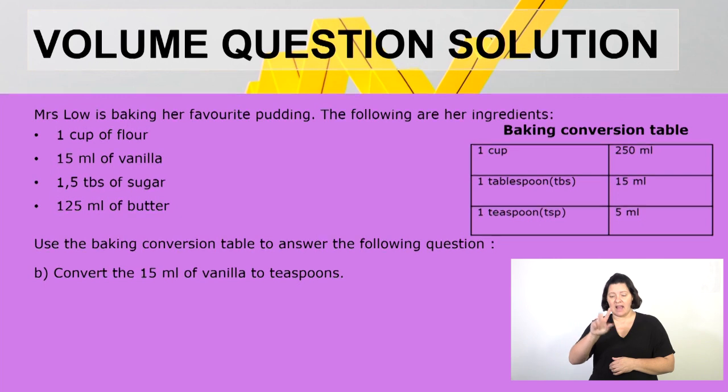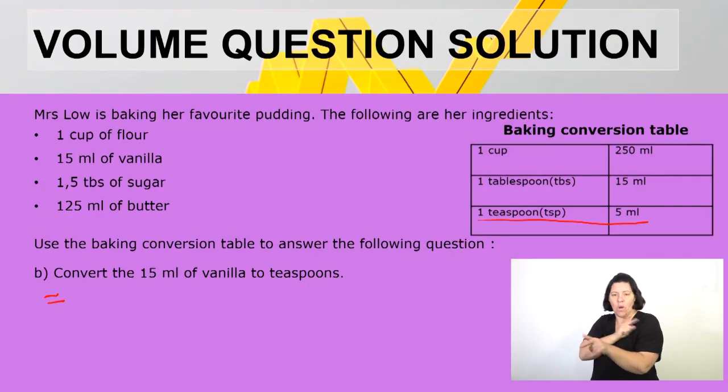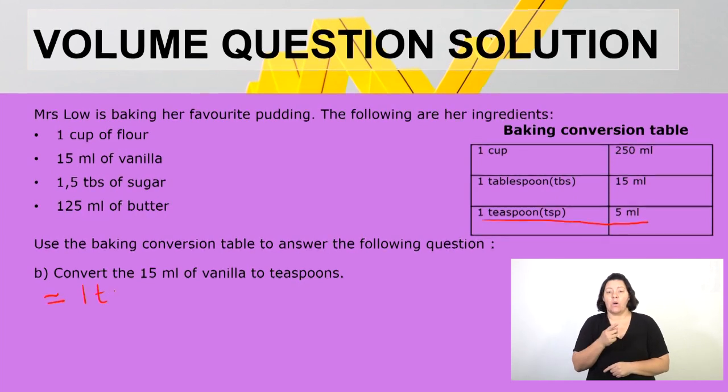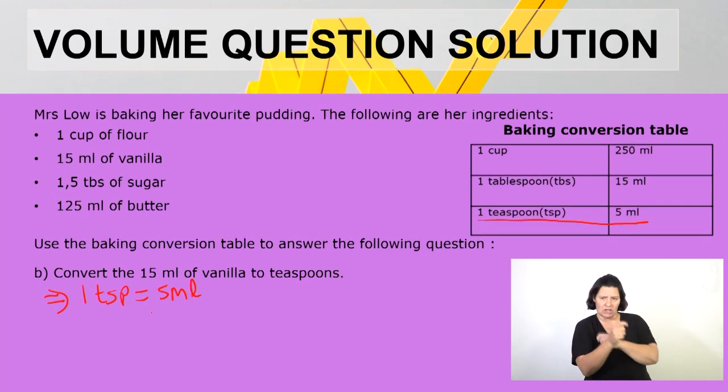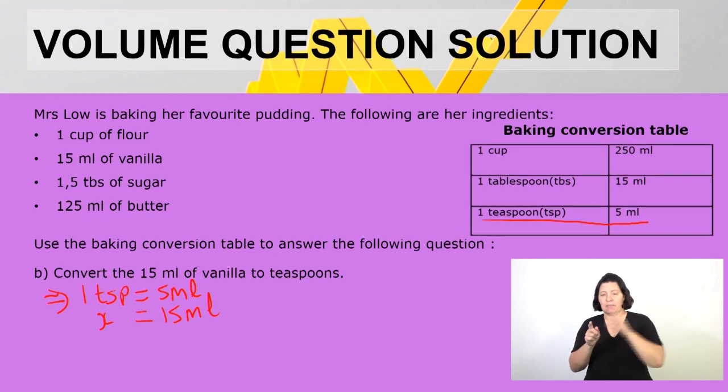Convert the 15 milliliter of vanilla to teaspoons. Again, the relationship from the given table. With this kind of question, the table will always be provided and you use what is given to determine the unknown. So we are told that 1 teaspoon is equal to 5 milliliter. The requirement of the question says convert 15 milliliters. Remember the rule of conversion? We always keep units that are the same on the same side. So the milliliter will cancel that milliliter over there.